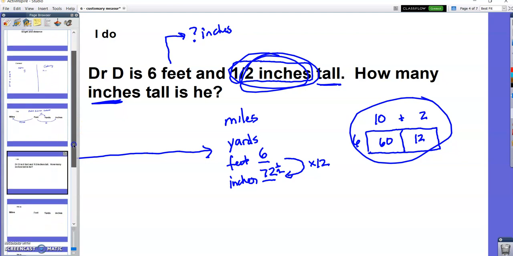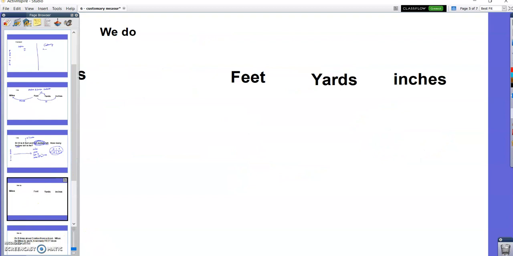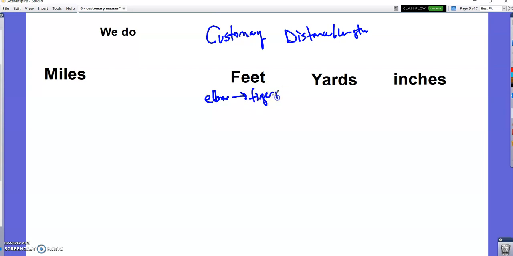Open your notebook up and let's remind yourself in your notes of what the units are. So please write these down. This is customary distance or length measurements. And you're going to have to kind of estimate. For you guys, you're a little smaller than me. Let's say a foot is roughly the distance from your elbow to your fingertips. That's about a foot, just so you remember how far things are. It's probably close. Not exact, but close.